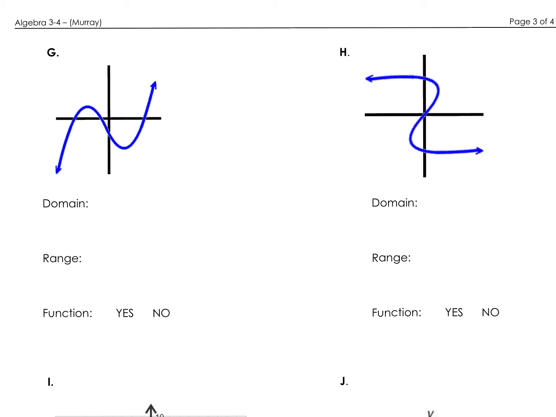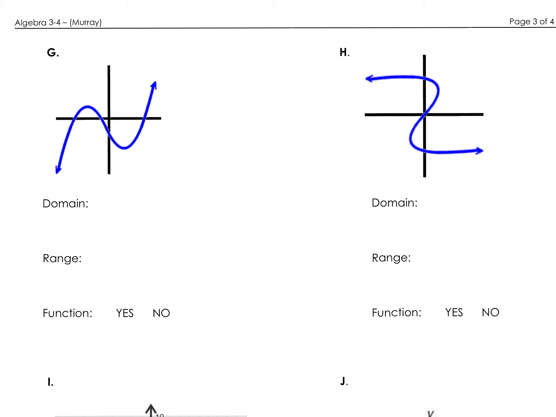So remember, domain are your x values, and so domain goes from the left of the graph to the right of the graph. So to figure out the domain, you want to go all the way to the left, and because this graph is going down and to the left, how far to the left would I have to go without stopping? Well, I'm never going to stop because this graph continually goes down and to the left.